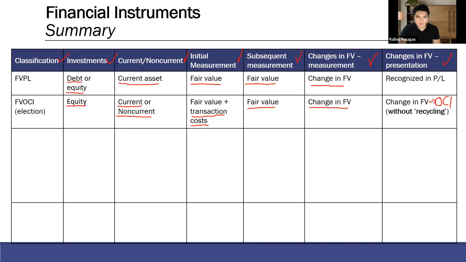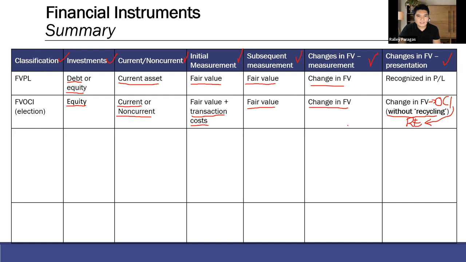So ang ibig sabihin natin sa without recycling na yan, kapag binenta mo na yung FVOCI na holding mo in equity securities, okay, the accumulated OCI which has been recorded in your balance sheet, directly i-reclassify mo yon into retained earnings. No? Mapupunta agad yan sa retained earnings. Hindi na yan dadaan ng profit or loss. Yun ang tinatawag nila na without recycling. Okay? This is compared to the next classification which is FVOCI na debt.